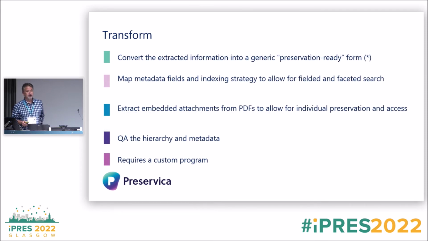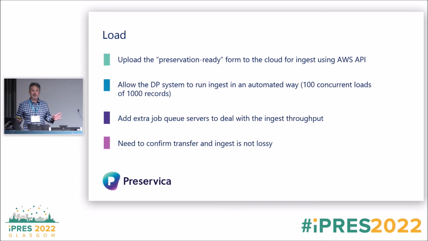So then we have to transform it to a preservation-ready format. We transform the metadata into Preservica-ready OPEX form. We map the metadata to a more suitable schema. We set up an indexing schema to allow them to index and do faceted search. We extract the embedded objects out of the PDF for separate preservation. We QA it, and then it's all ready. And that needs a custom program because it's very specific to that particular customer. And then we upload it.